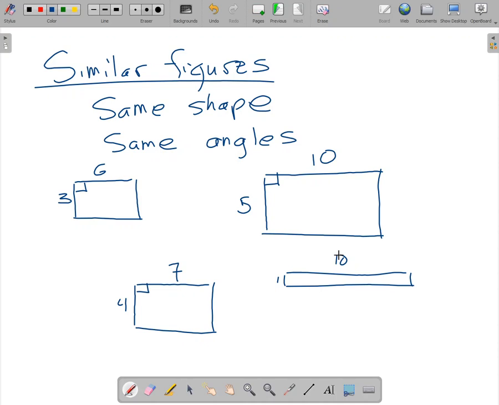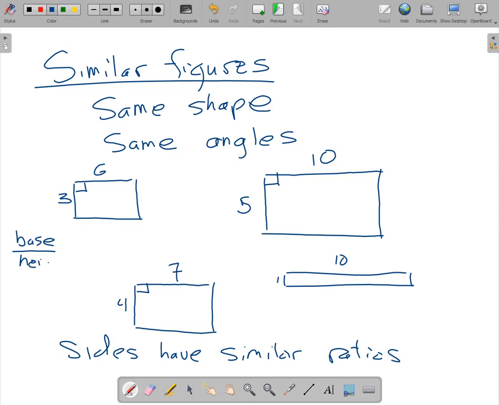Okay. So one way to think about similar figures is not only do they have the same angles, but sides have similar ratios. So an example here, these rectangles all have a base and a height. So if I wanted to look at the ratio of base to height, rectangles are said to be similar if they have the same ratio.